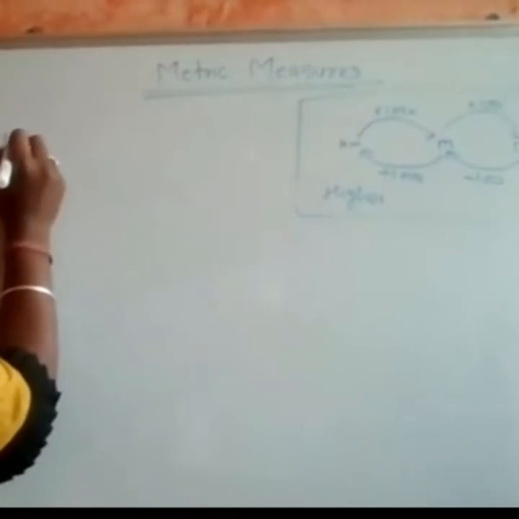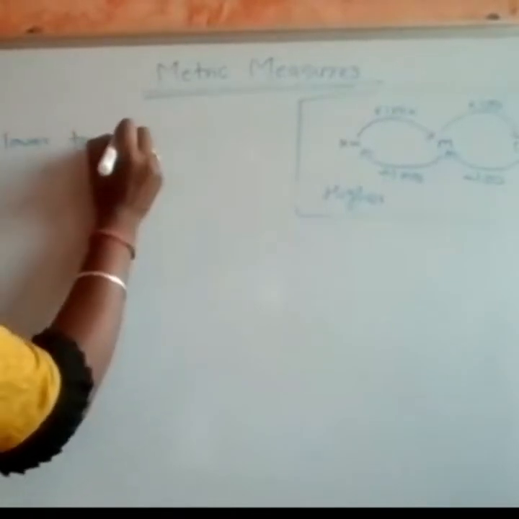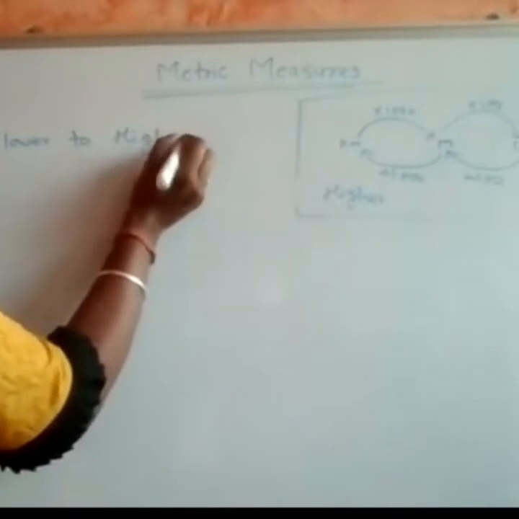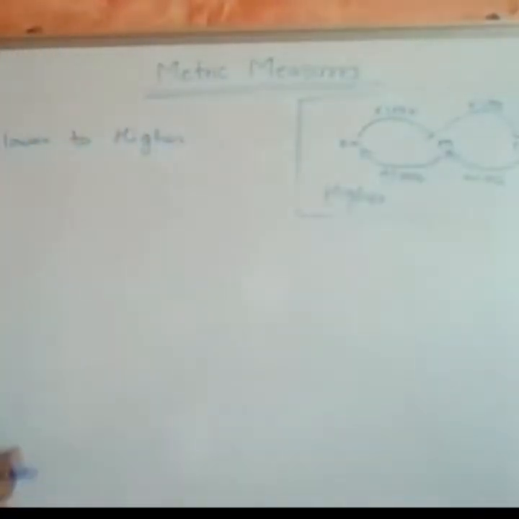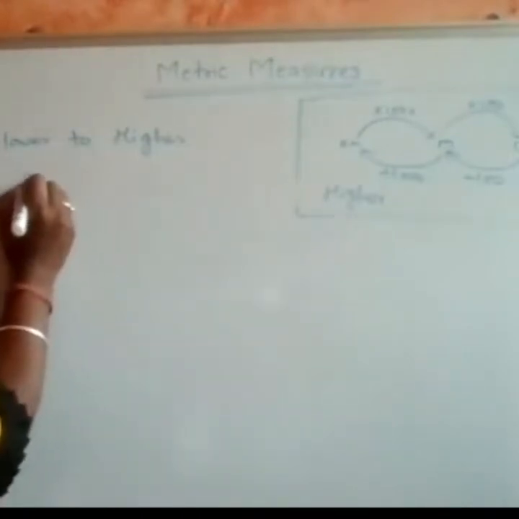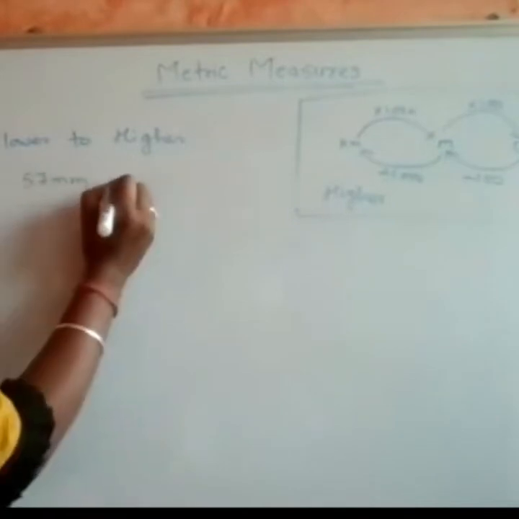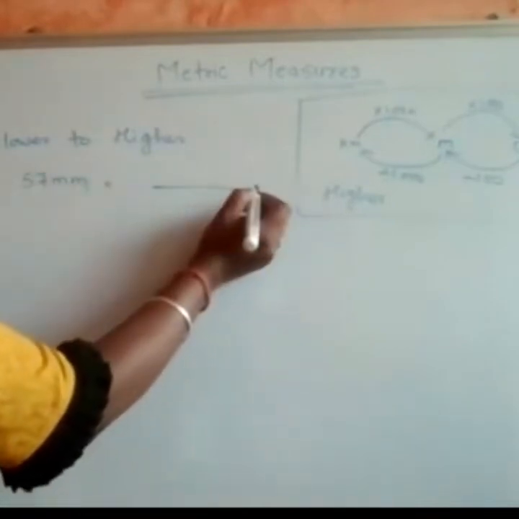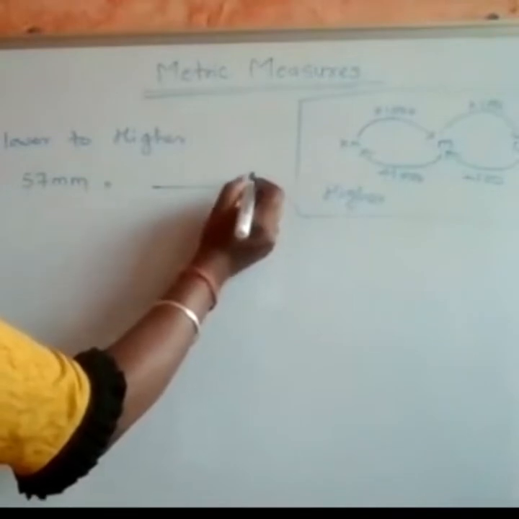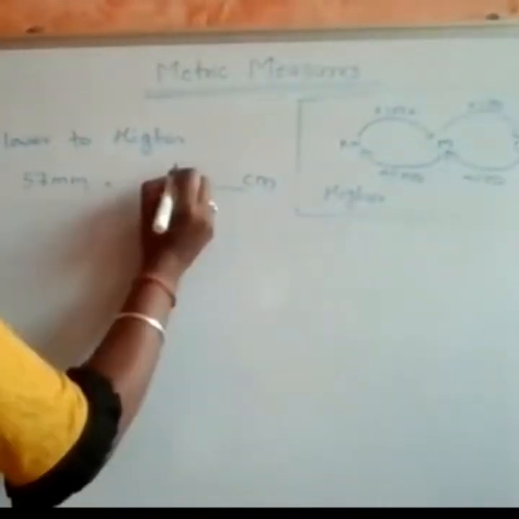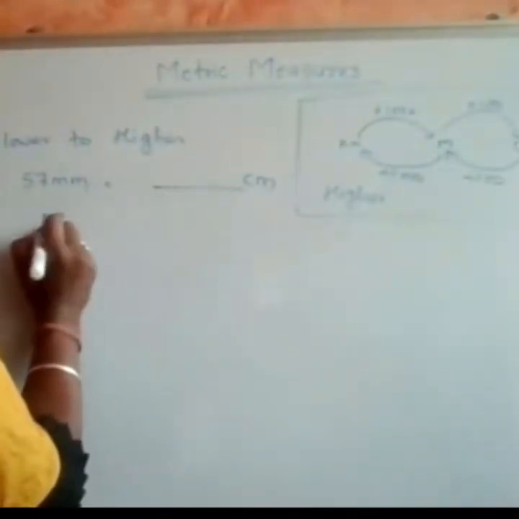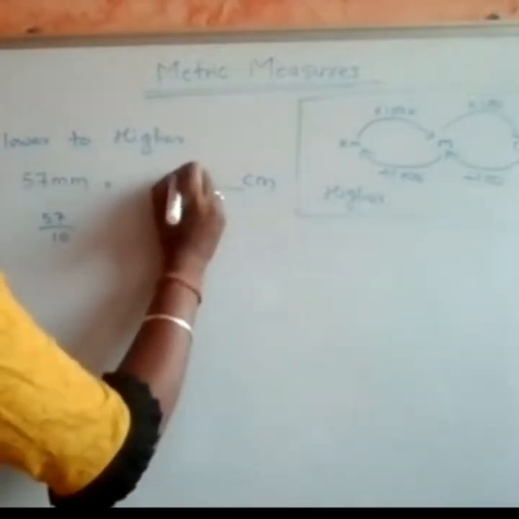Now second is from lower to higher. We are moving from lower to higher, from millimeter to kilometer. Likewise, the first question: convert 57 millimeters into how many centimeters? What we have to do? Millimeter into centimeter, so we have to just divide by 10. When we divide 57 by 10, we are getting 5.7 centimeters.